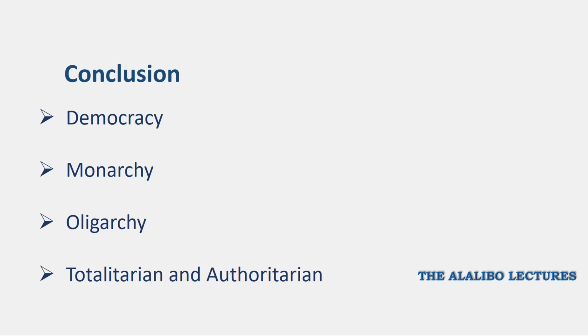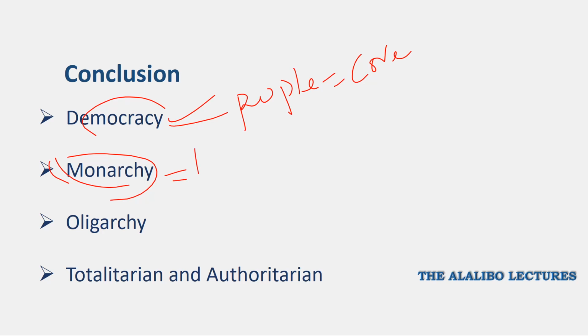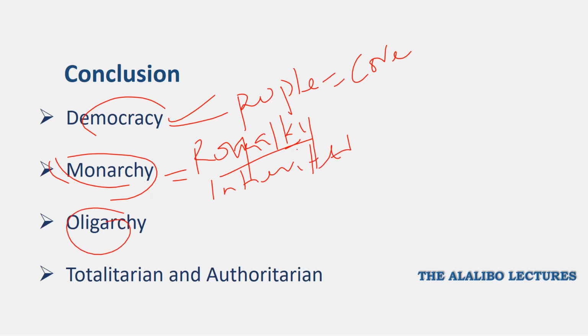Okay, so in conclusion then, we've looked at democratic governance, right? And one of the characteristics we said is the people. This is very important. The people are the base, the core of democratic government. We talked about monarchy, which is the royalty, kings and queens, right, in power. And usually this is inherited. So please take note of these keywords, right? This is inherited. And then we also talked about oligarchy, right? And this is noted by wealth, right? Wealth.